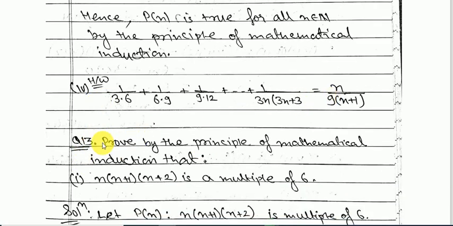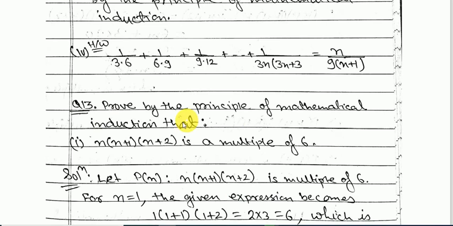Question number 13, prove by the principle of mathematical induction that n into (n plus 1) into (n plus 2) is a multiple of 6. So this is the statement for us, n into n plus 1 into n plus 2, and we have to show that this is a multiple of 6. That means we have to show that for every natural number, this will be a multiple of 6. That means this will be divisible by 6.